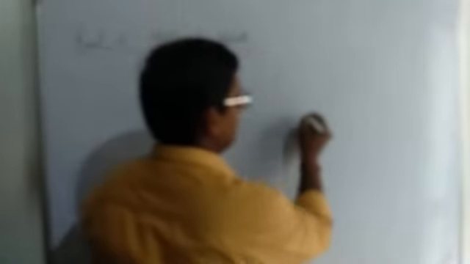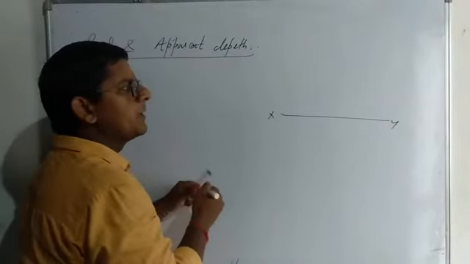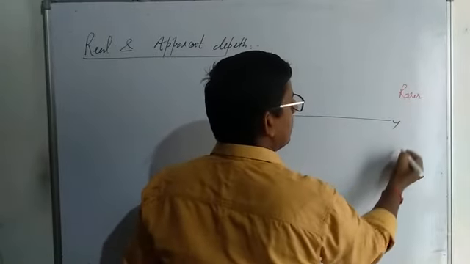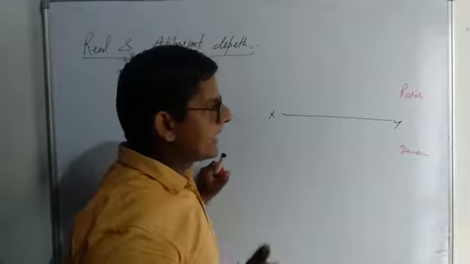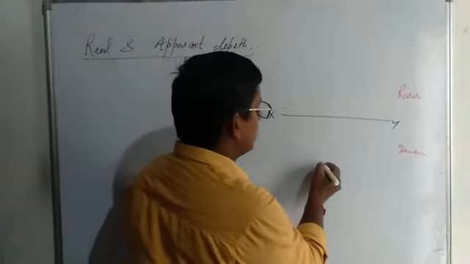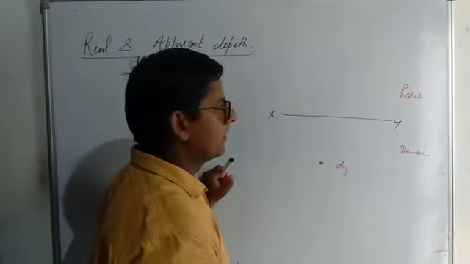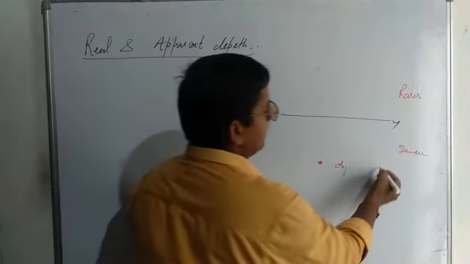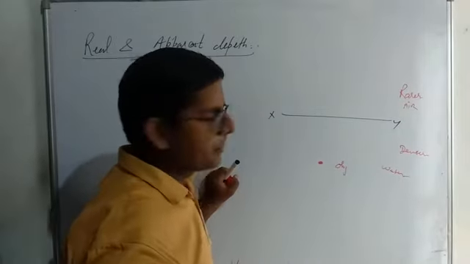Let's say XY is a surface which differentiates two mediums. The upper medium is rarer, and the lower one is denser. You should know this first. In that case, the object must be present in the denser medium. Let's say here is the object, present in the denser medium. Let's say it is water, and the upper medium is air. So let me write here that it is water and upper is air. Air is a rarer medium as compared to water.